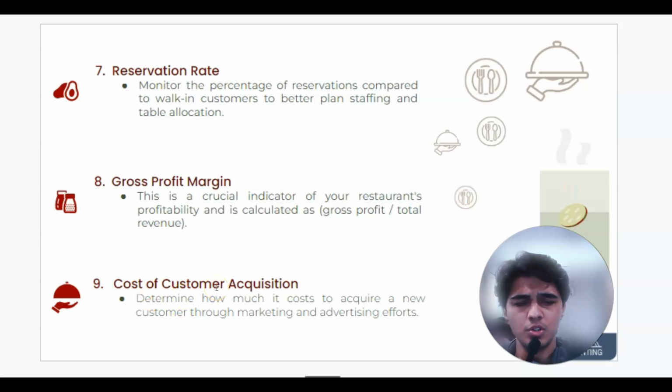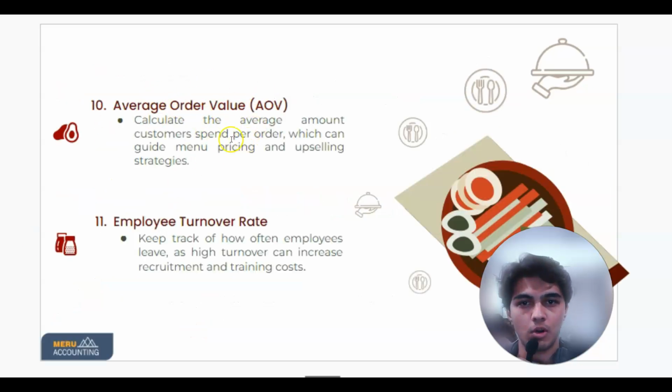Cost of customer acquisition. This indicator will determine how much it costs to acquire a new customer through some marketing strategies or advertising efforts of yours. Okay, so all this will be calculated in your cost of customer acquisition. Next is average order value. The average order value indicator will calculate how much a customer orders on average. So what is the average order value of a customer that comes to your restaurant, and how much does he spend on average.